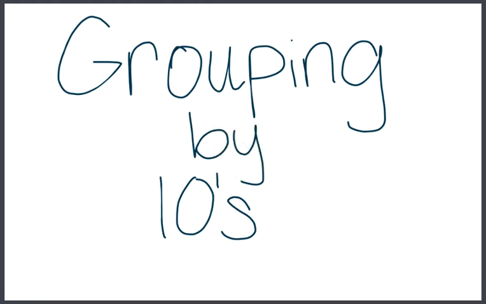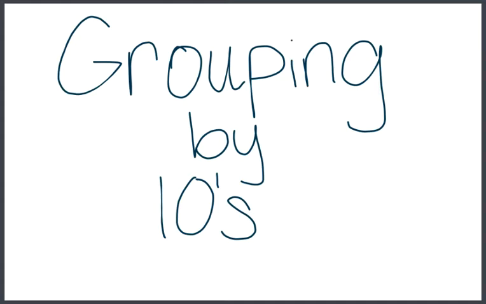Today in math, we are going to talk about grouping by tens. We are going to explore place value and money and exchanging money using $1, $10, and $100 bills.